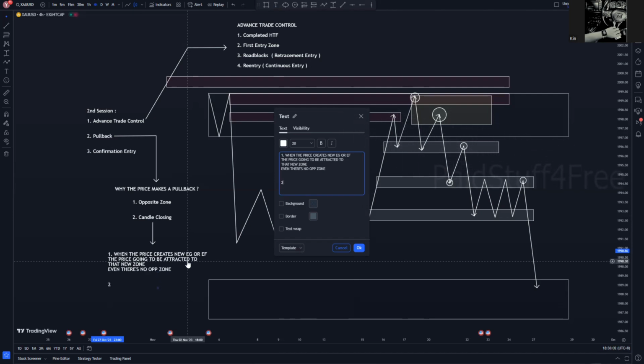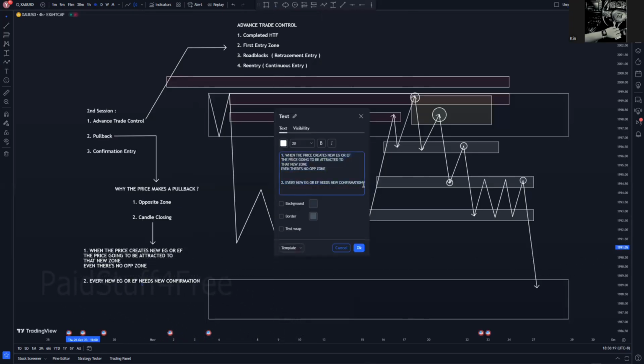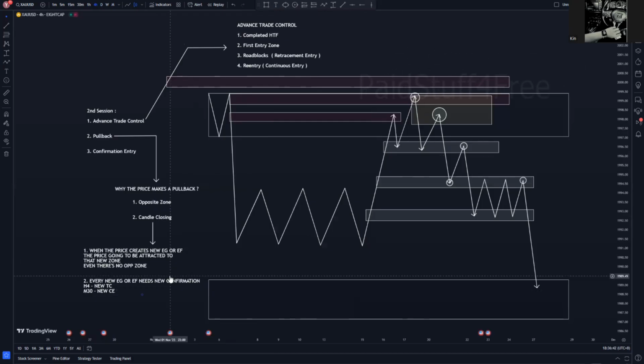The second rule: every new EG or EF needs a new confirmation. If we talk about the H4, it needs a new TC, maybe a new first entry zone. If we talk about the M30, the price needs a new CE. I'm going to explain this, so don't worry.